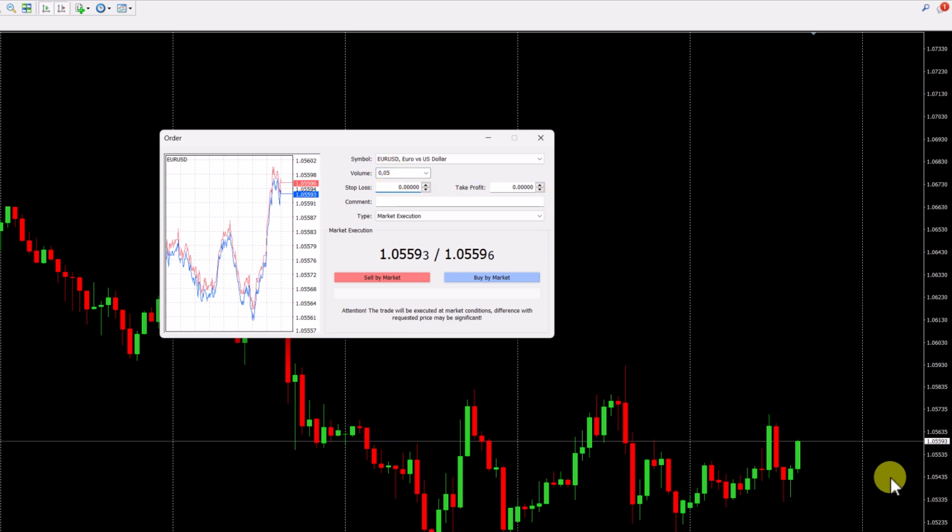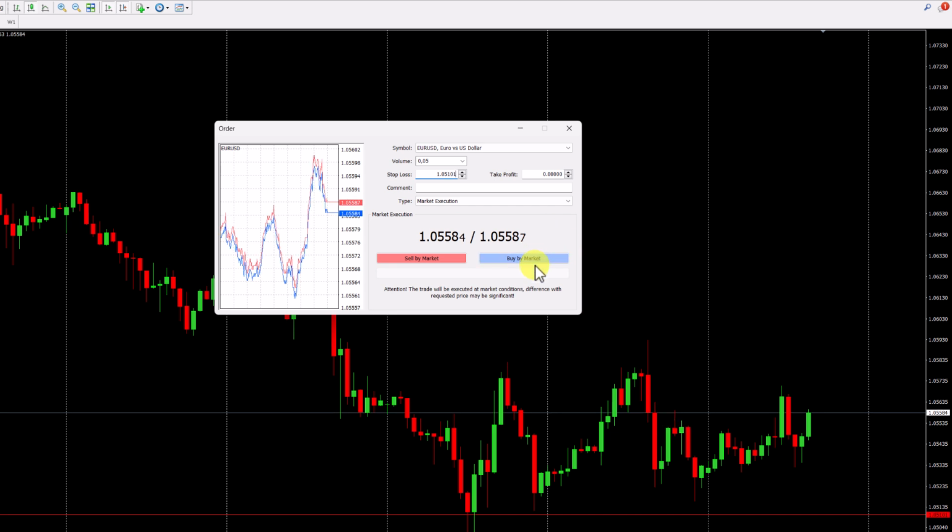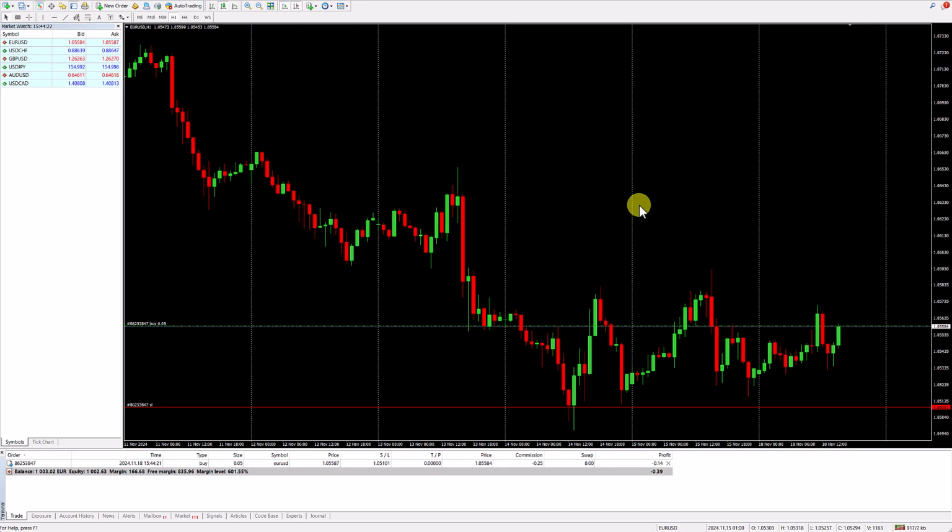Then we set our stop loss. The stop loss, as we said, is going to be here. It's 1.05101. And now let's click the buy trade. We want to get into the trade now. Of course, the price now has moved a little bit since I first measured it at the beginning, but it's going to be roughly the same. So we enter the trade.